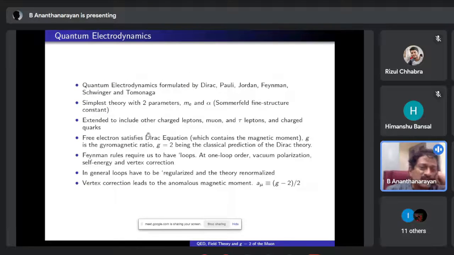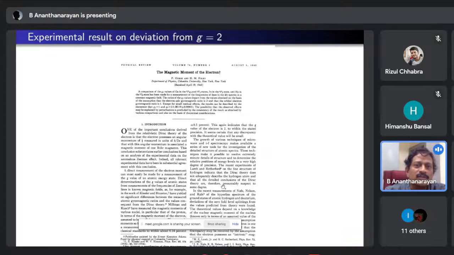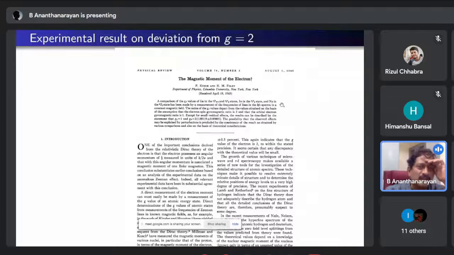As I said, this is a roundup of what is the standard model, what is quantum electrodynamics, how quantum electrodynamics was formulated by all these original authors, and where we stand today. Let me show you here what this is. This is the magnetic moment of the electron, which was measured already in 1948, almost 74 years ago. This was measured by Polykarp Kusch and Foley. He was awarded a Nobel Prize for this.